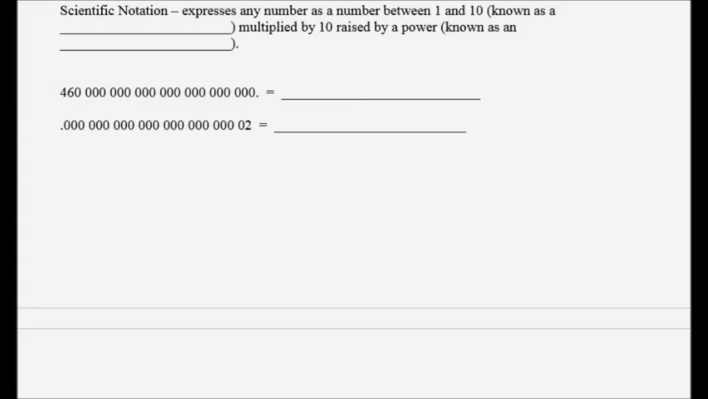This is Chapter 2, Lecture 2. We're on page 9 in the notes, and we're going to look at scientific notation. Scientific notation expresses any number as a number between 1 and 10. This is known as a coefficient. And that number will be multiplied by 10 raised to some power, which is known as the exponent.